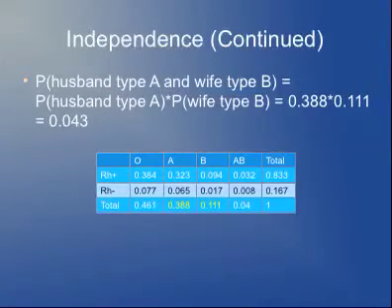Another way that you could use the independence rule is, say that you have a married couple and you want to find the probability that the husband has type A blood and the wife has type B blood. That's just equal to the probability that the husband's type A times the probability of the wife's type B. In other words, 0.388 times 0.111, which is equal to 0.043.